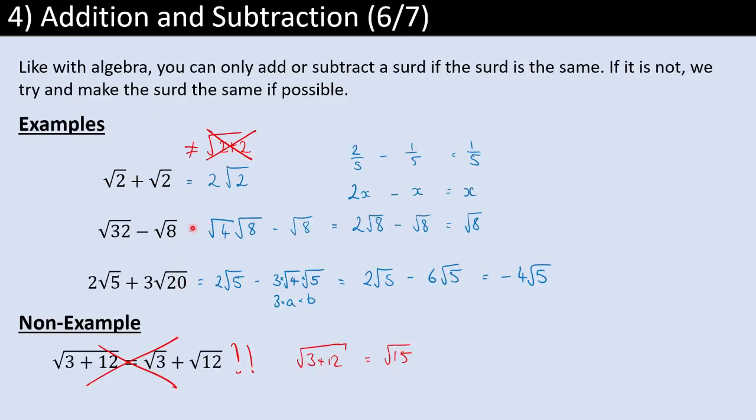With addition and subtraction, you treat it like you would treat algebra. Make it so that you've got the same thing that you're talking about and then add them together, being careful that you do your subtraction in the right way. Your square root should not change.